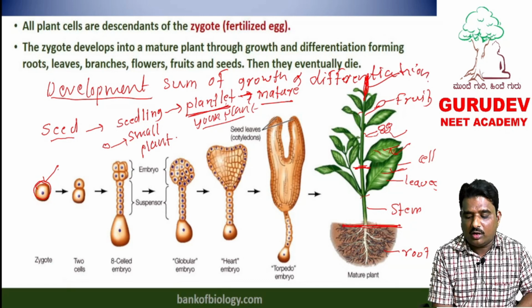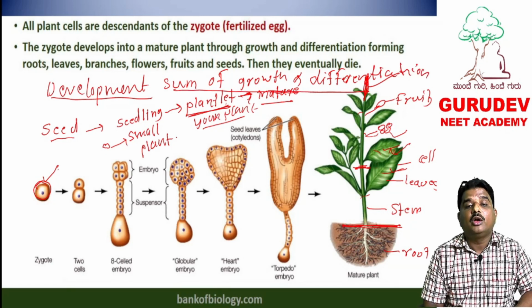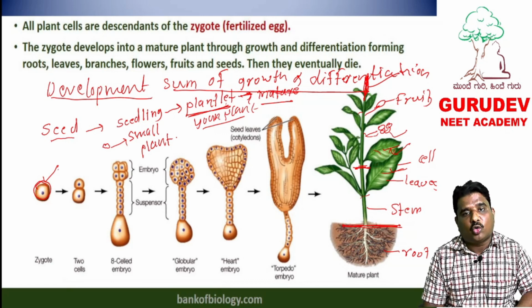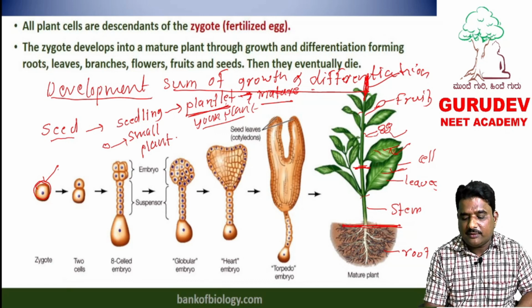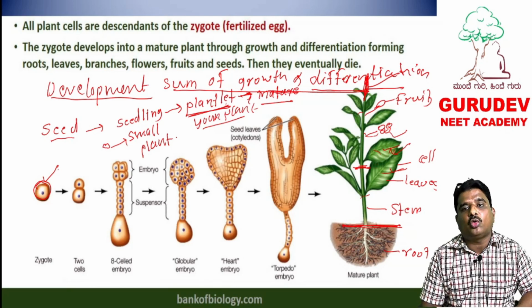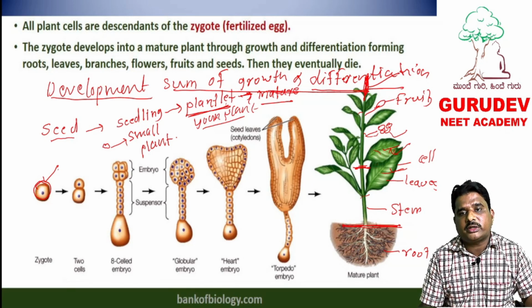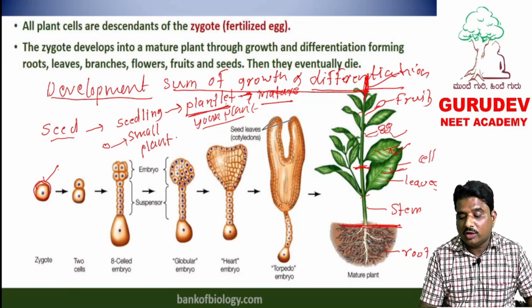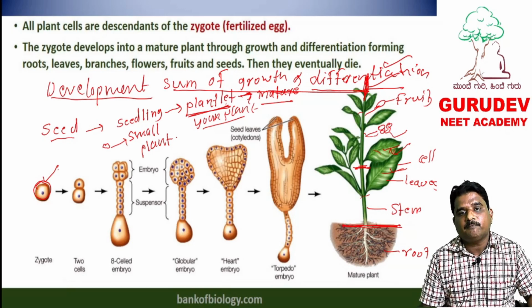Development is a sum of growth and differentiation. So what is meant by growth? Growth means irreversible increase in height or length or girth of the plant. Okay. And what is differentiation? Differentiation means maturation. After growth, the plant organs, cells, and tissues will mature. So maturation is called differentiation.